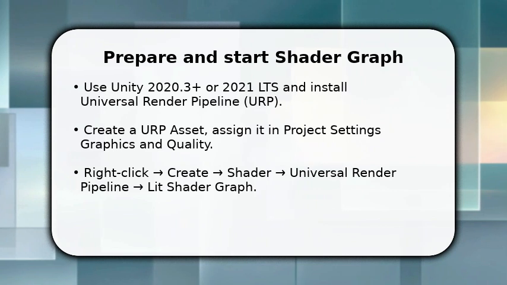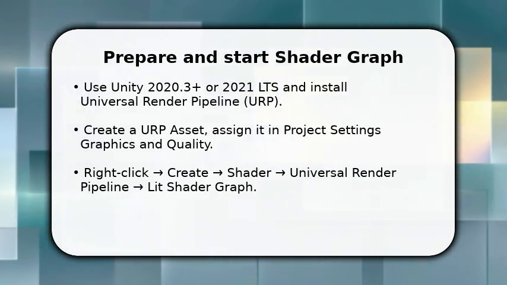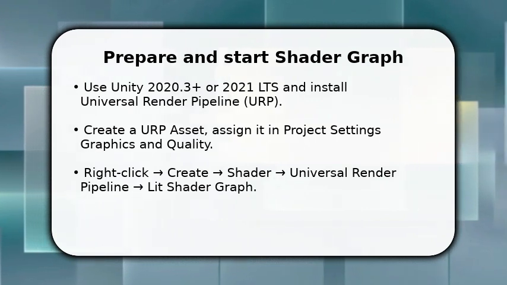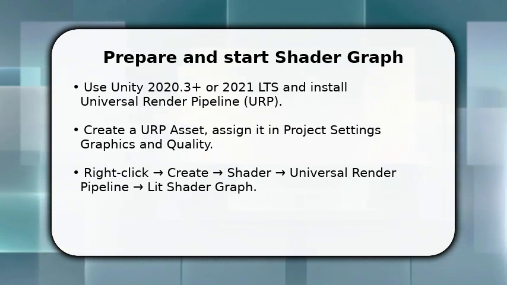Add a color property and a texture 2D property immediately so you can test values. Connect a sample texture 2D node to base color and plug the color property into a multiply node. Make sure the graph saves before proceeding.